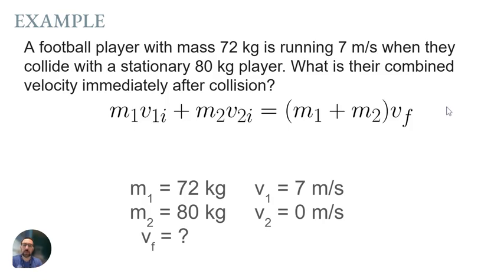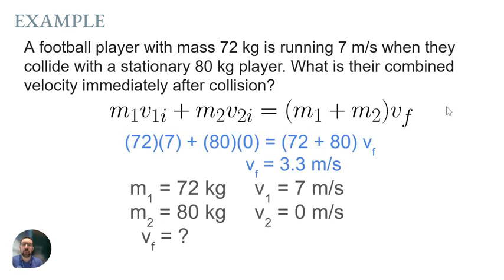Write down some givens. We know the masses of the two football players. We know the velocities of the two football players. The thing we don't know, the unknown, is the final velocity of the combined players. Substituting in, we have a fairly nice equation, just a little bit of algebra to do. Simplify the left-hand side, simplify the 72 plus 8 and divide, and you'll solve for the final velocity. We should get 3.3 meters per second.